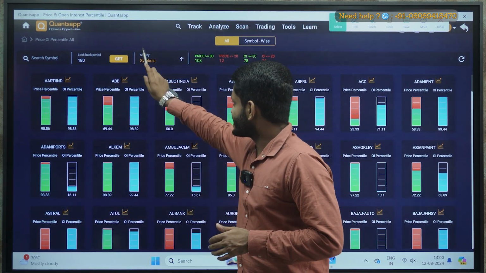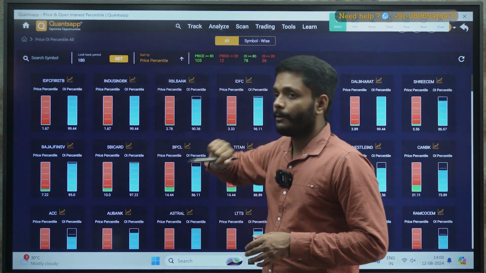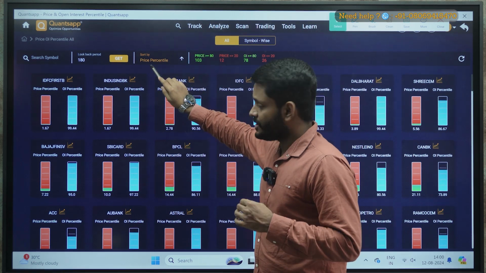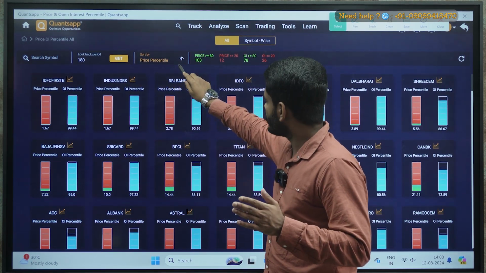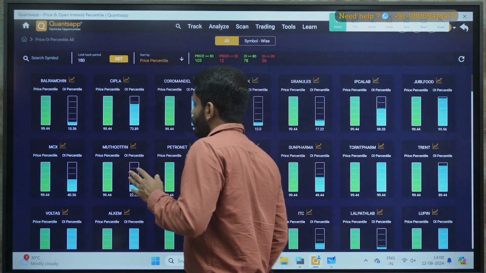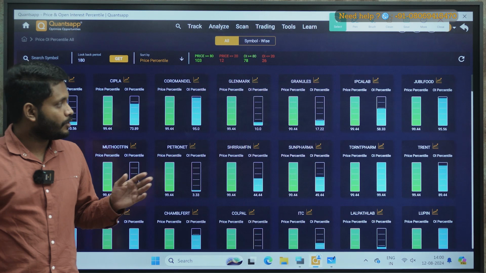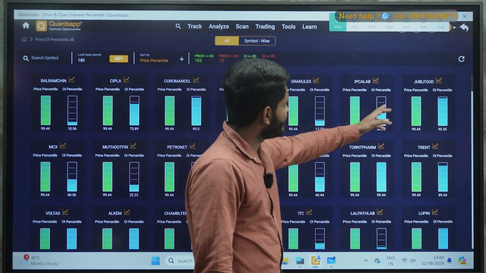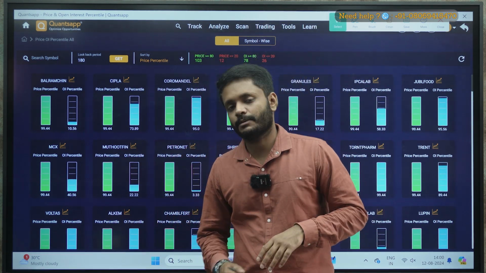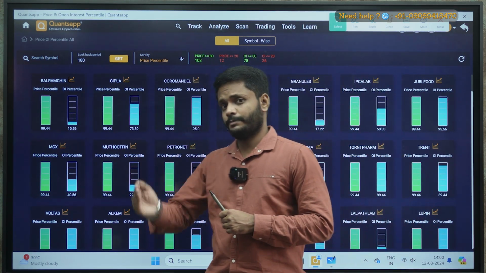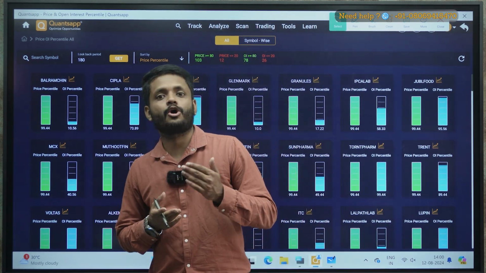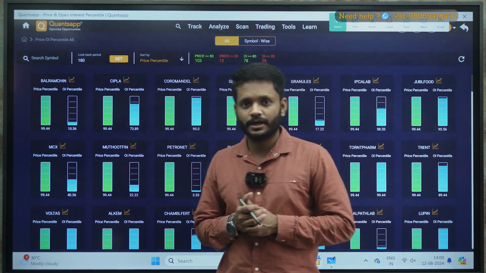Just click on this symbol, sort it out with price percentile. Now for bearish trade, keep this in ascending order. For bullish trade, keep it in descending order. What you are supposed to do here is check for price percentile as well as OI percentile above 90. If the price percentile is above 90 as well as the OI percentile is above 90, then we can say that there is a possibility that the stock might give a decent swing on the upside.